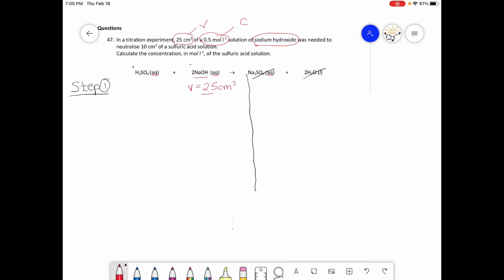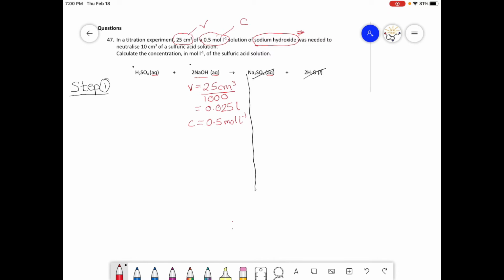I'm going to change that into litres straight away. The reason I've changed it into litres is if we look back to the question, the concentration is 0.5 moles per litre. If my units are per litre, I want my units of volume to be litres. That's everything to do with the sodium hydroxide. I'm going to read on from here.